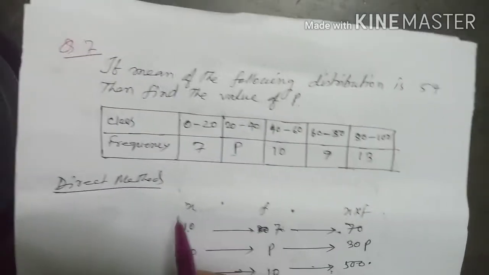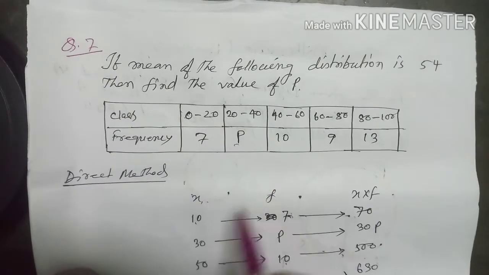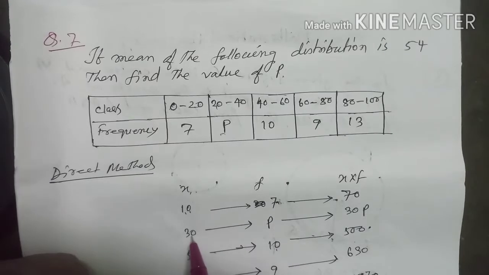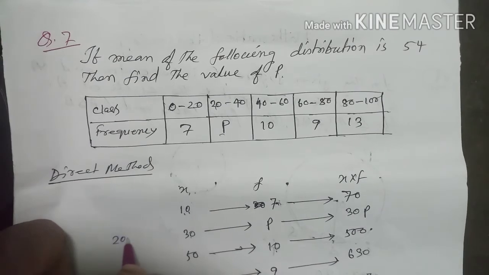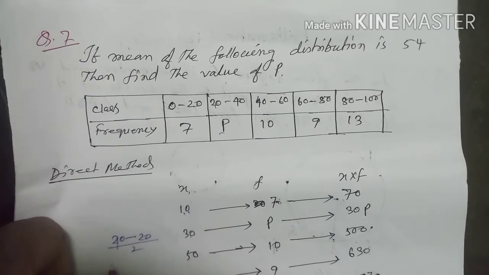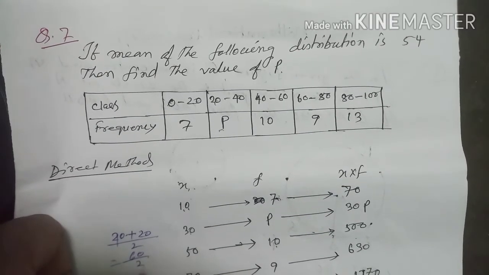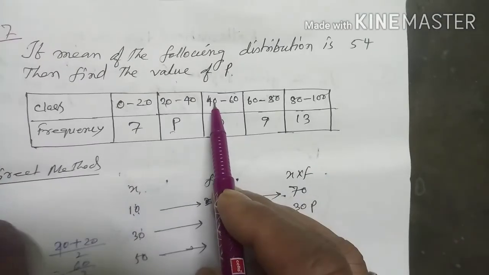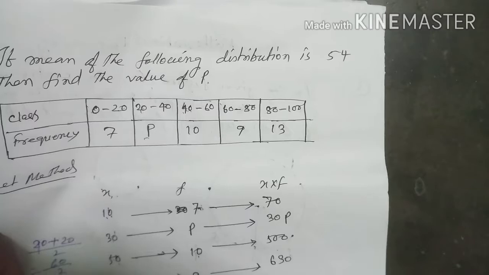x means the mid value of the class. For class 0 to 20, the mid value will be 10. For 20 to 40, the mid value will be 30. We can find the mid value as upper limit plus lower limit by 2, which is 60 by 2 equal to 30. This is the mid value. 40 plus 60 is 100 by 2, which is 50.